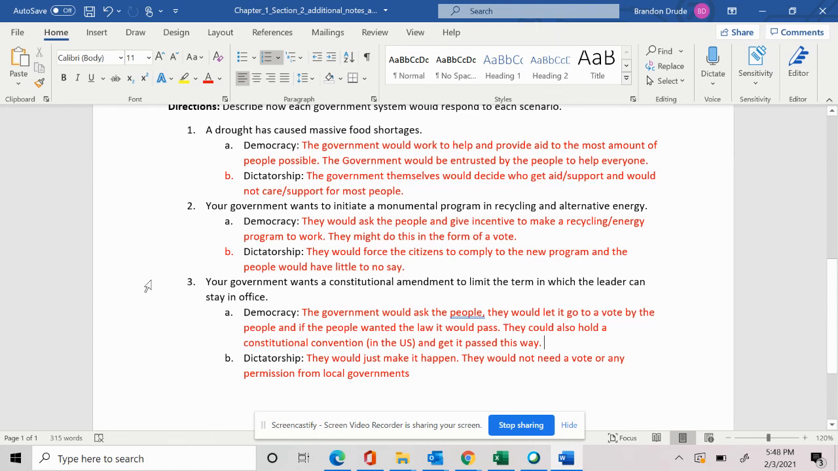So again, if you have different examples than what I have, that's okay. Just make sure that the same similar ideas are down. Know the difference between a democracy and a dictatorship. So that's it for our additional notes section 2.